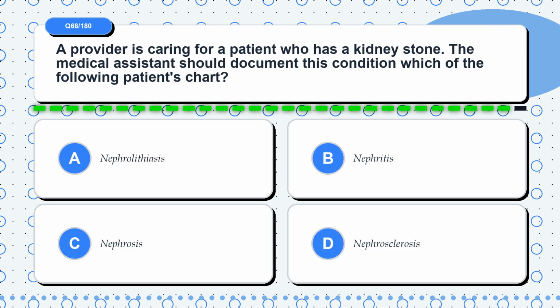Question 68. A provider is caring for a patient who has a kidney stone. The medical assistant should document this condition in which of the following patient's chart? Here are the options. Option A. Nephrolithiasis. Option B. Nephritis. Option C. Nephrosis. Option D. Nephrosclerosis.